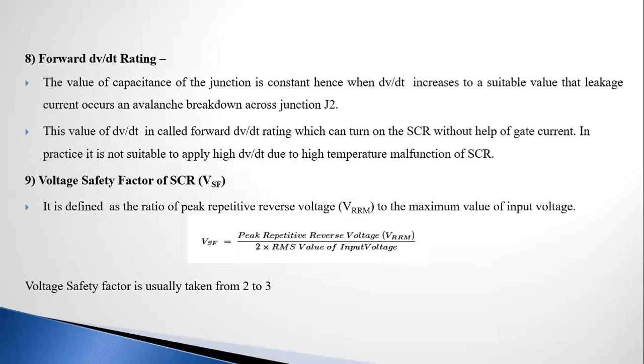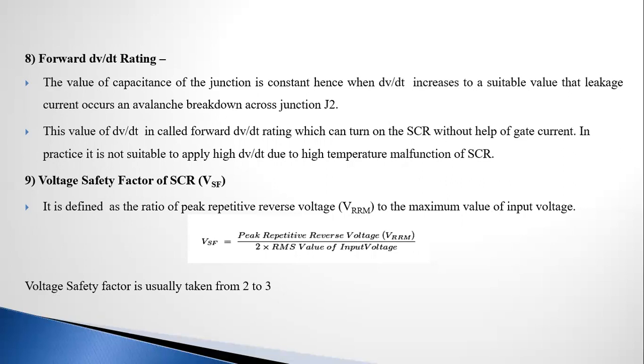Now we are discussing the forward dv/dt rating. That means forward voltage dv/dt rating. In that, the value of capacitance of the junction is constant. Therefore, when dv/dt increases to a suitable value, leakage current occurs and avalanche breakdown across junction J2. So this value of dv/dt is called the forward dv/dt rating, which can turn on the SCR without help of the gate current. In practice, it is not suitable to apply high dv/dt due to high temperature malfunction of the SCR. These are all about the concept of the forward dv/dt rating.